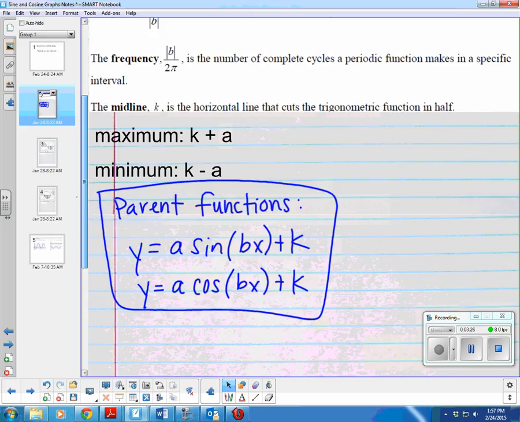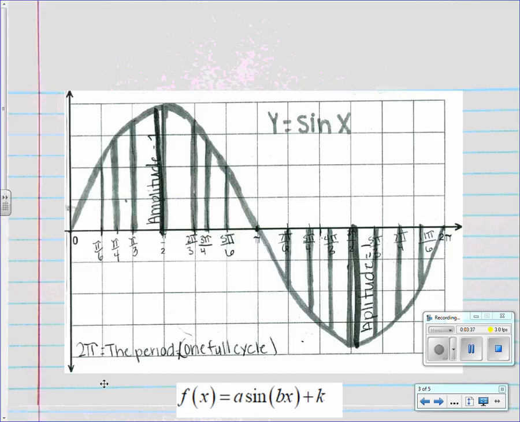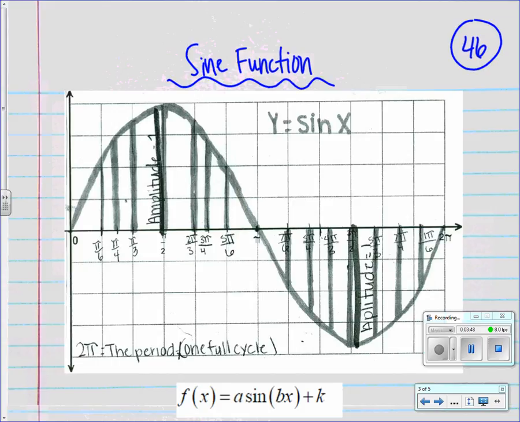So let's do an example. So we're going to start on page 46 on sine function. So this is 46, and write sine function at the top. Okay? So this is what a sine function looks like, the parent function. When there's no shifts, it's nothing at all. This is the original sine function, okay?